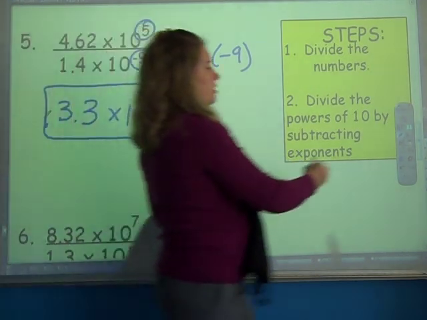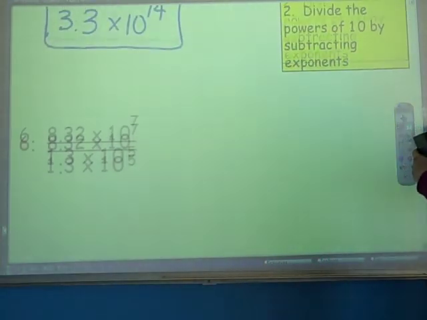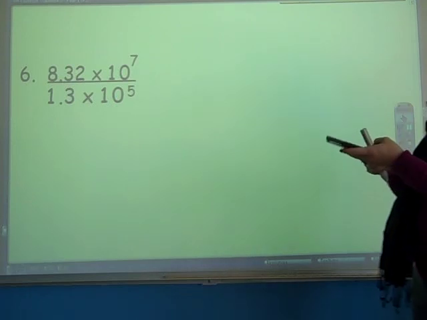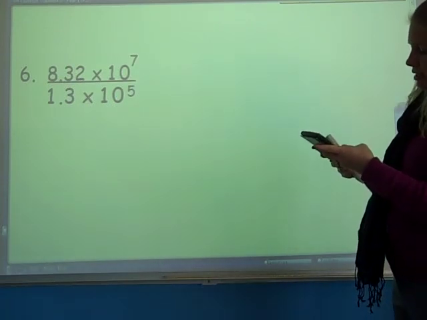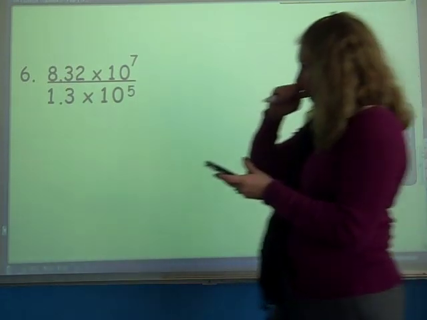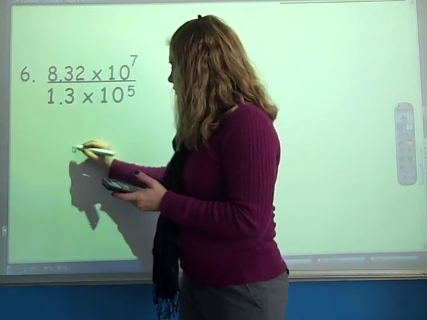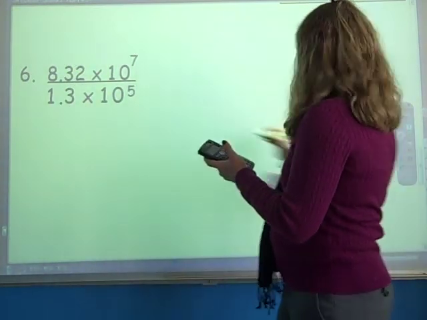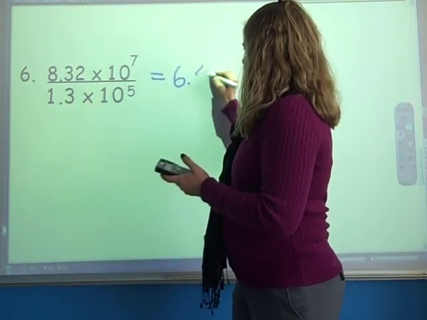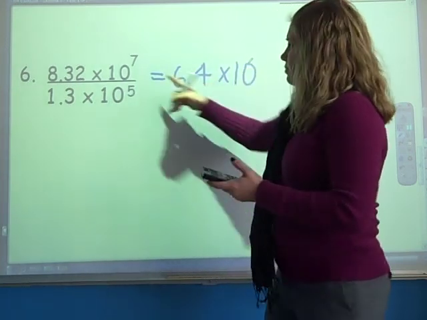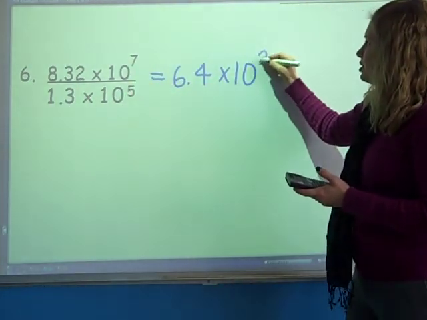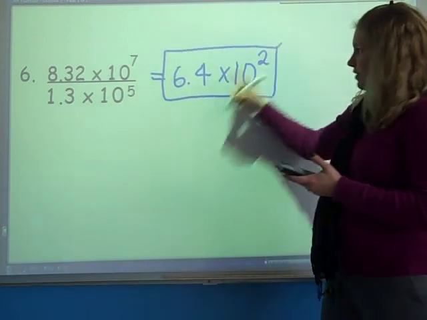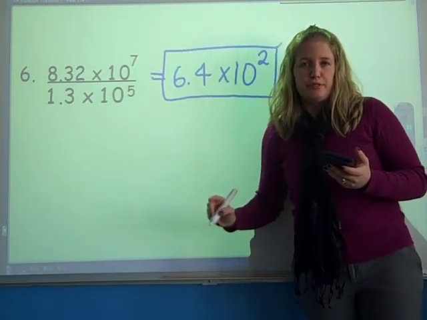Okay, let's try one more, and then we'll move on to addition and subtraction. Divide our numbers, 8.32 divided by 1.3. When I divide these, I get 6.4 times 10, subtract 7 minus 5, 2. It's in scientific notation because the decimal's after the first number.